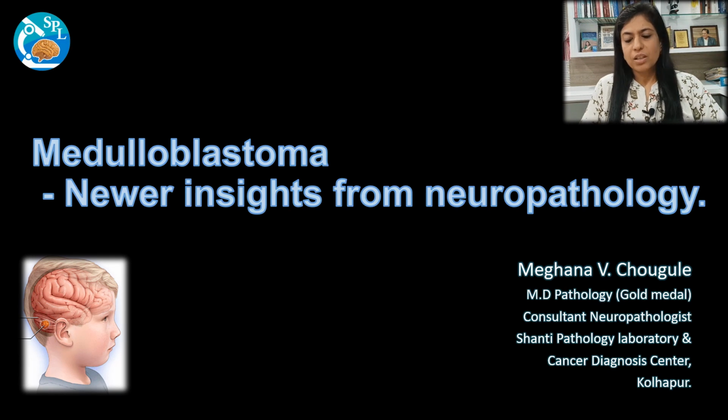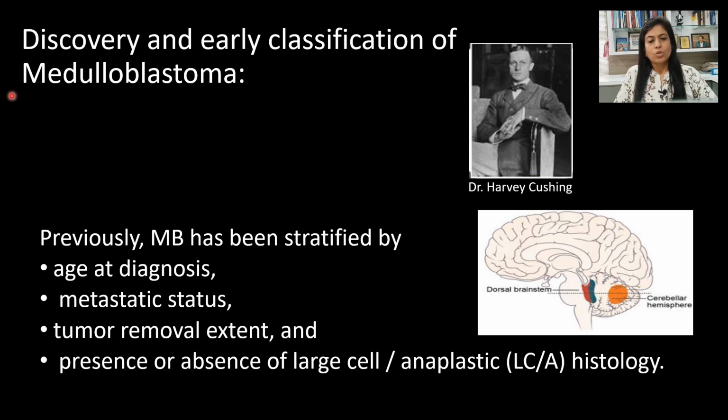Hello everyone. Today we'll be discussing medulloblastomas. The term medulloblastoma was initially described by Dr. Harvey Cushing, the father of neurosurgery. He described this entity almost 100 years ago, in 1925, as a tumor found in childhood and in the posterior fossa.